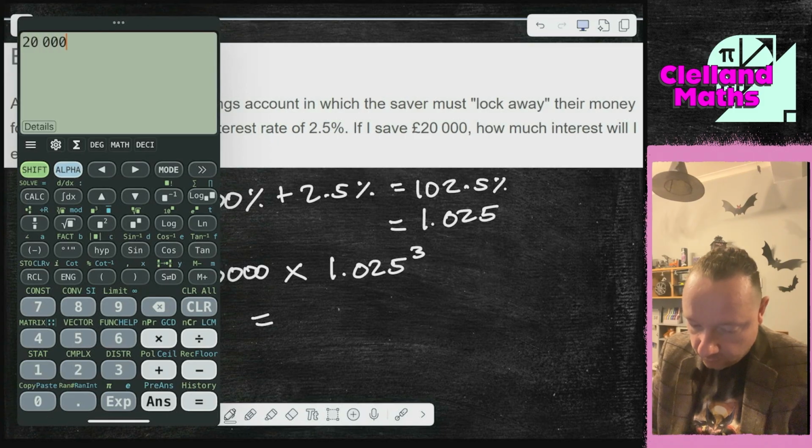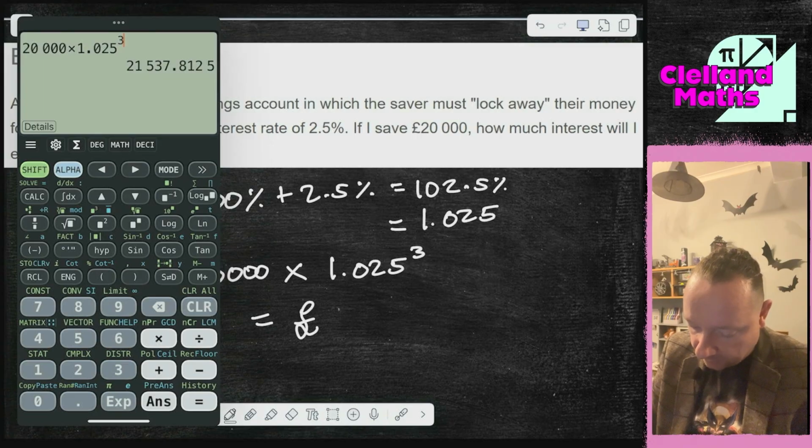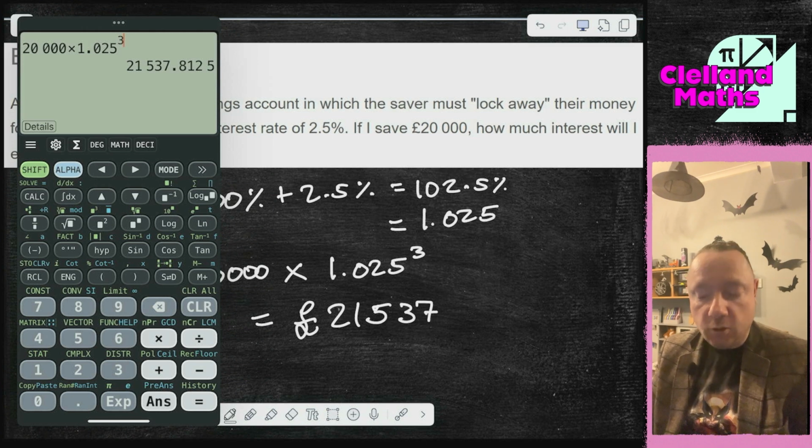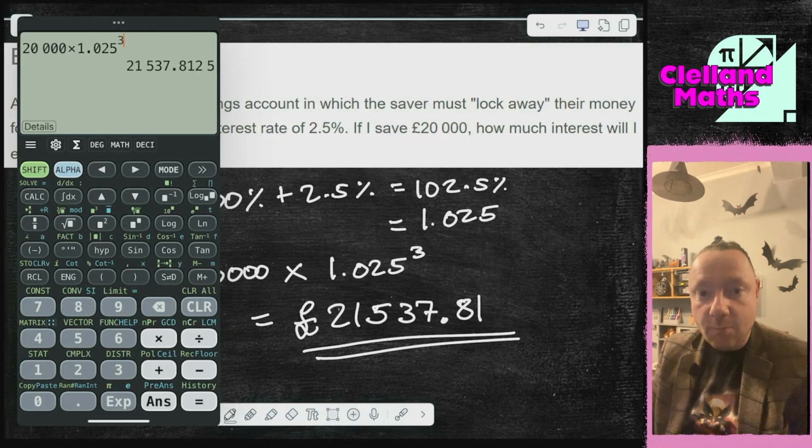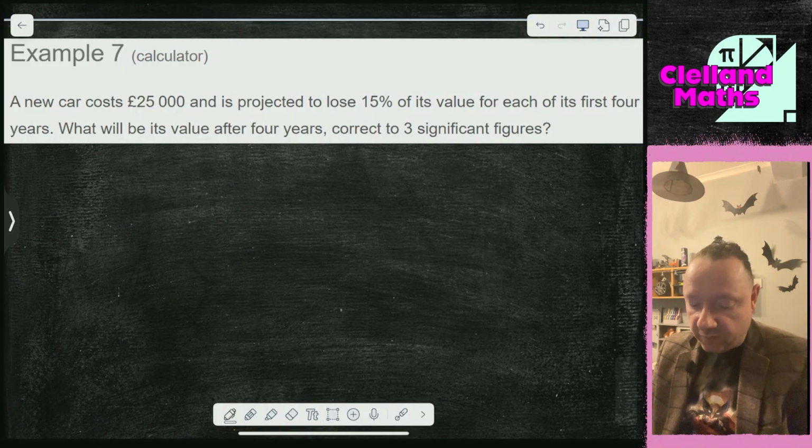So 20,000 times 1.025 to the power of 3 is £21,537.8125. Round that to 81p because it's money, unless it says something else in the question. And we're done there.